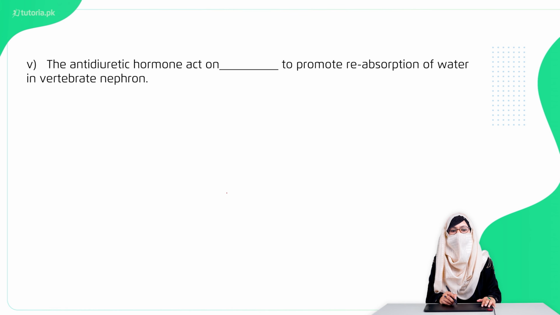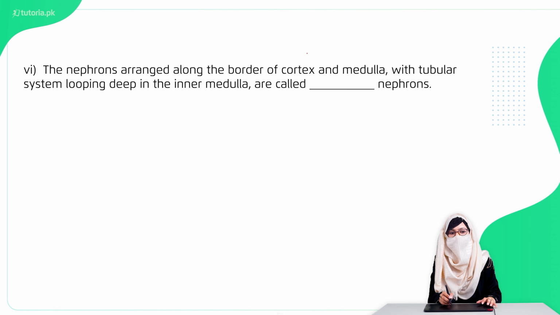Fifth है: the antidiuretic hormone act on dash to promote the reabsorption of water in vertebrate nephrons. तो right option है collecting tubules. The nephrons that are arranged along the border of the cortex and medulla with the tubular system looping deep in the inner medulla are called dash nephrons. इसको हम लोग कहते हैं juxtamedullary nephrons.